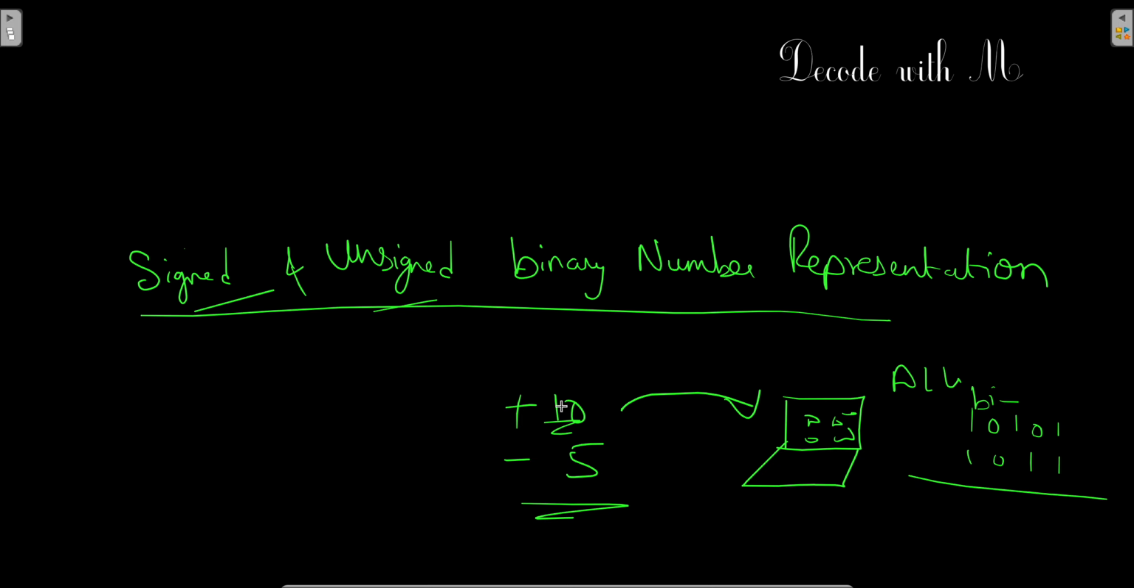Here, for plus we will take some binary value, and for minus we will consider some other binary value. For positive, do we take 0 or 1? And for negative, what do we consider in binary? We will discuss that. Firstly, we will discuss unsigned binary representation.